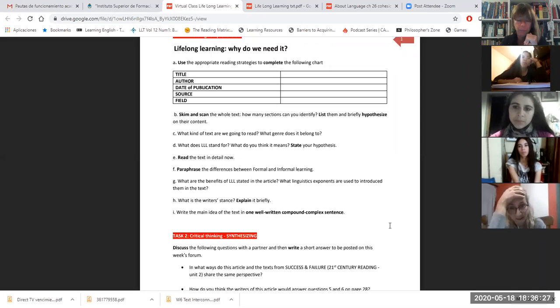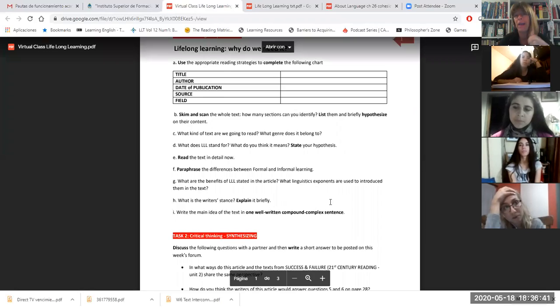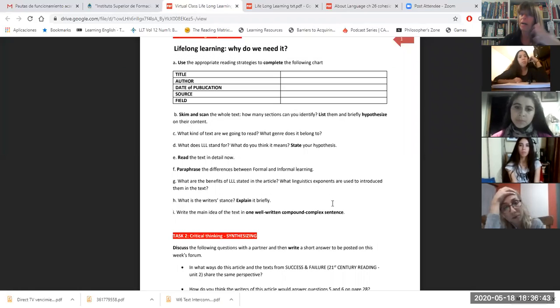And as Maria mentioned before, linguistic exponents have to do with language. So the idea is, I would have asked you, what phrases are used to introduce the benefits? But we are in third year and we are incorporating more technical vocabulary. So that's why now we talk not just about phrases, but about linguistic exponents in general. Is that clear? Yes, good.